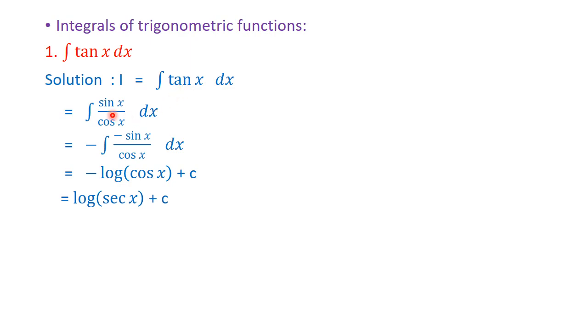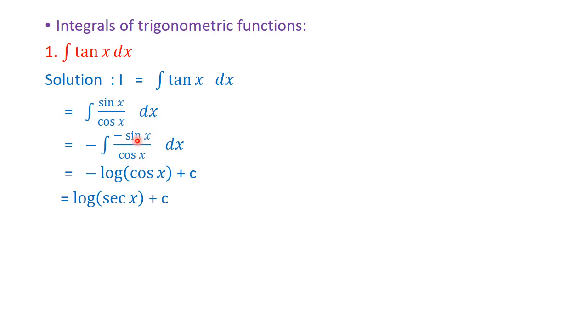So let us see, I is equal to integration of tan x dx. Now tan x can be written as sin x by cos x dx. And you know that here sin x is related to the derivative of cos x, but the derivative of cos x is minus sin x. That's why we have to adjust this negative sign. Or you can go through the substitution method: put t equal to cos x, then dt is equal to minus sin x dx.